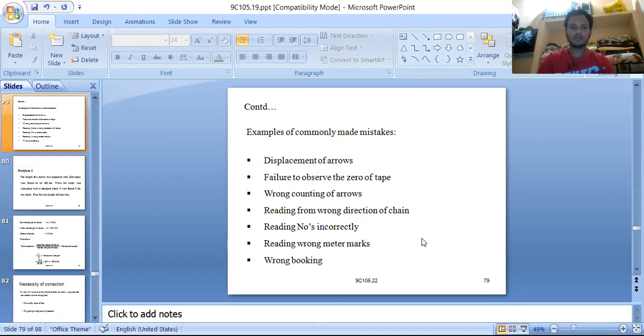So in this class, we have learned different principles being used in chain survey and the method of doing cross-staff survey in the field, and how we will measure areas of different fields using cross-staff. At the same time, we have learned different mistakes that are possible in chain survey, and the reasons why these mistakes are happening and how to minimize these mistakes and errors.